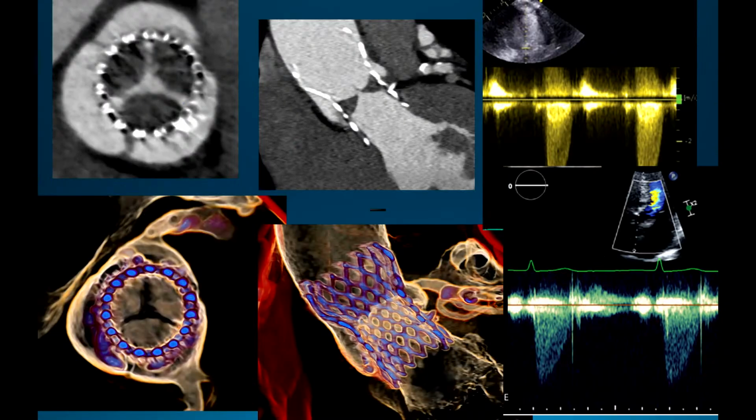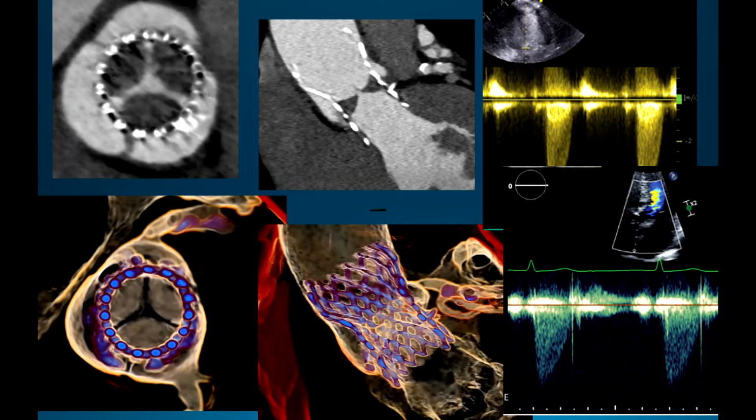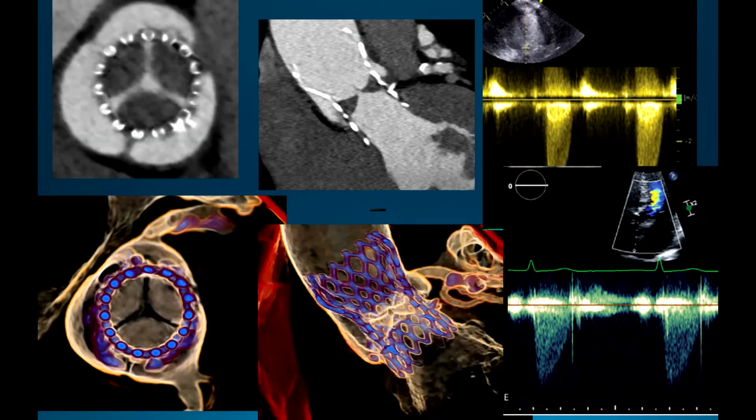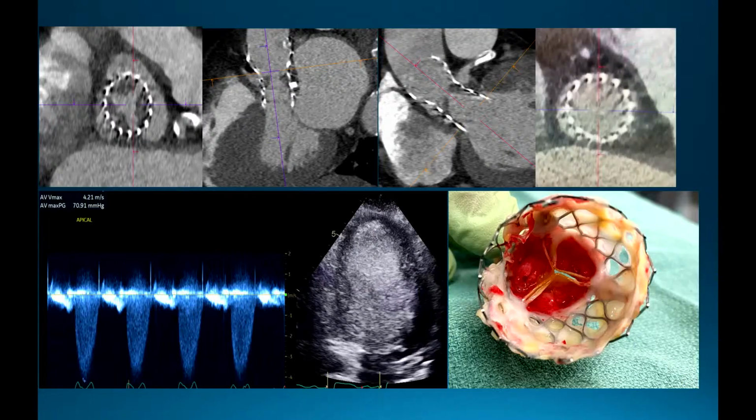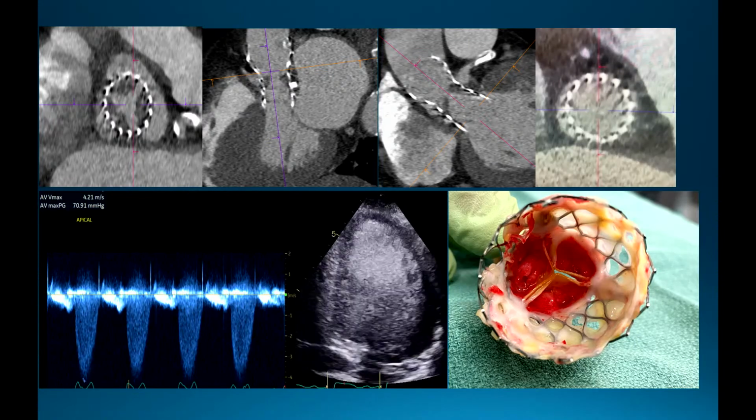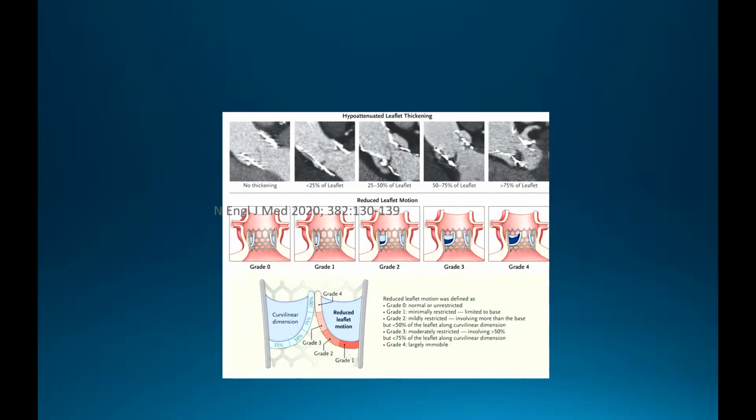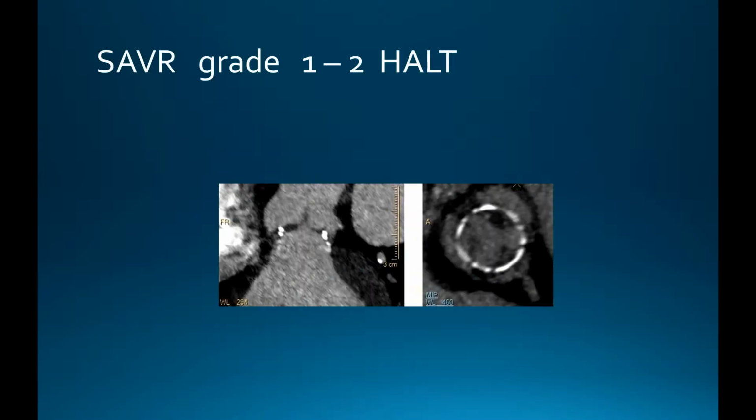You don't see this often. You can run into this, but you probably won't find this. It's a traumatic amount of HALT. And I think we already talked about this. This is the original publication explaining the grade and degree of HALT and restricted leaflet motion. But oftentimes it's somewhere in between, with involvement of different leaflets with different degrees of abnormality.